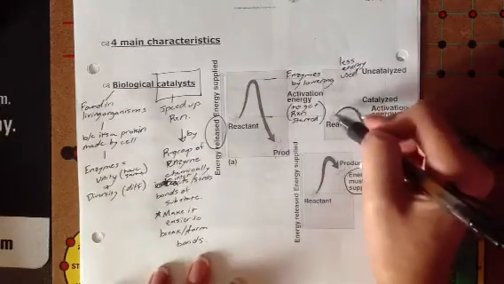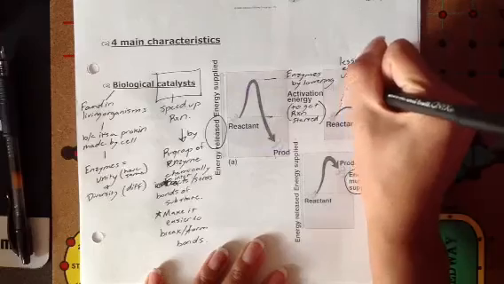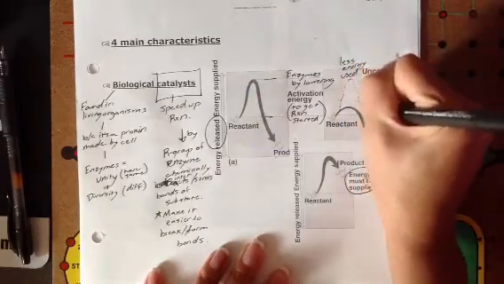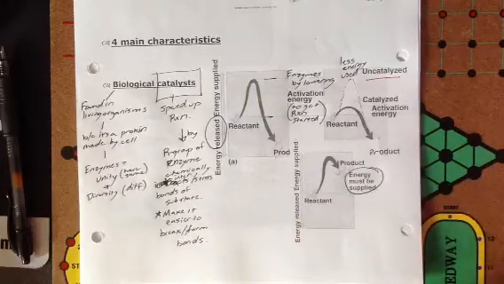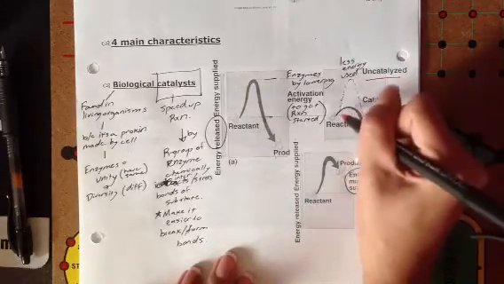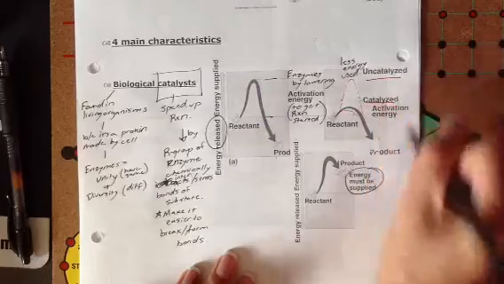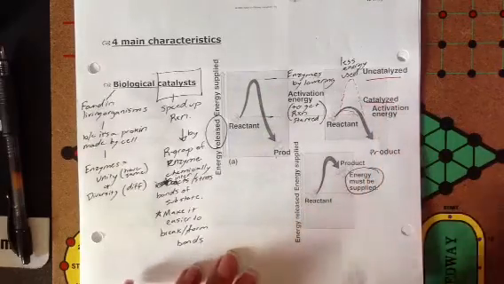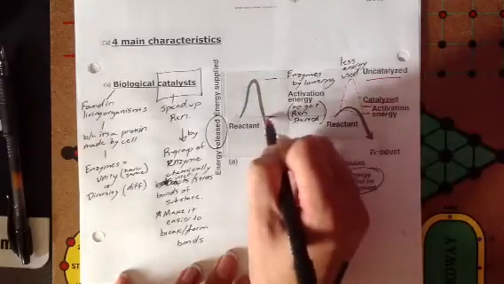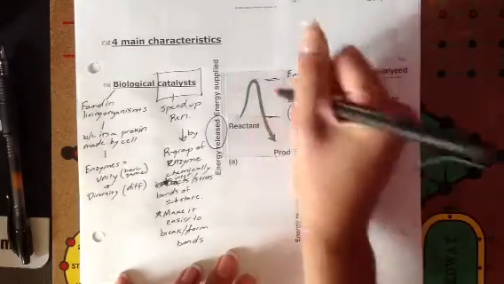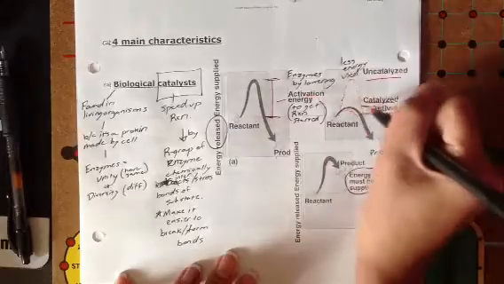So if you notice, you kind of have this backdrop of what it normally takes. That's our uncatalyzed reaction, our reaction that's not sped up. And then here we have our catalyzed reaction that is being sped up. And this is a lower activation energy compared to what we had over here.